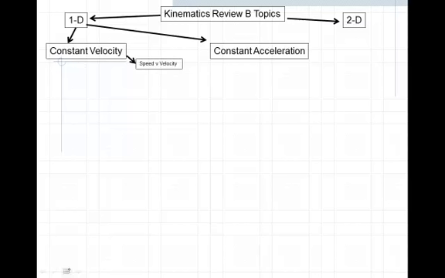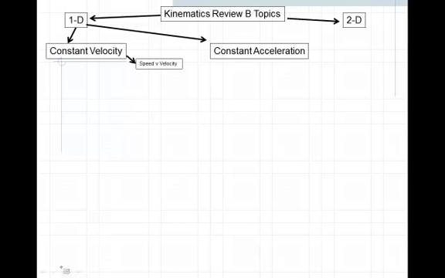Now, we need to remember what the difference is between speed and velocity. Remember, speed is a scalar, and it only involves magnitude, whereas velocity is a vector, and it involves both magnitude and direction.